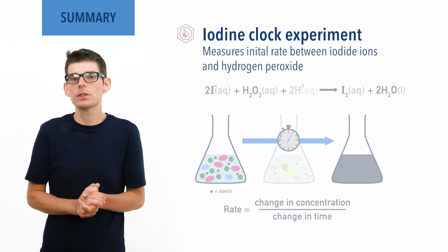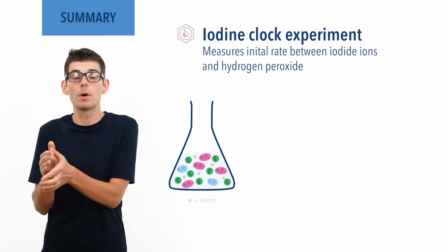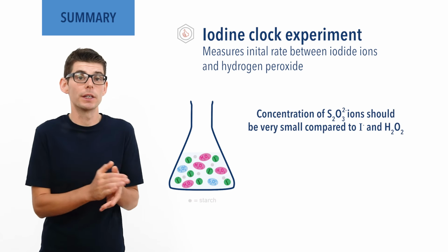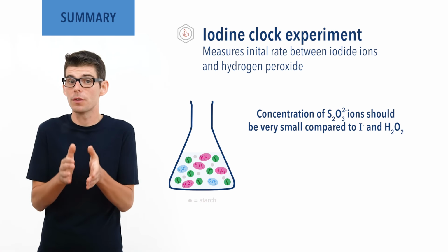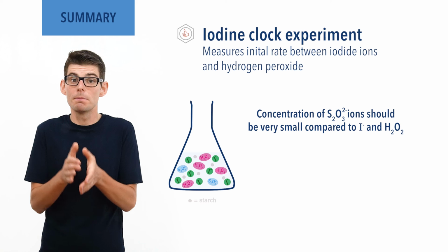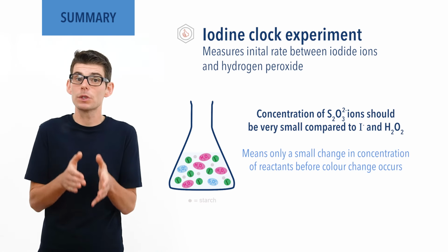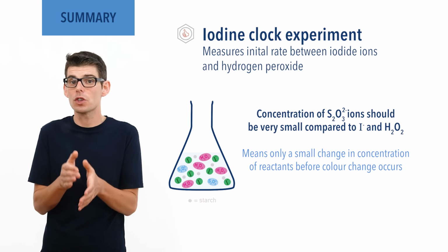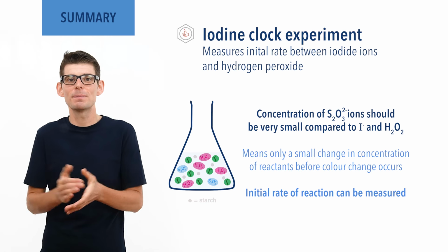The moles of thiosulfate ions at the start must be very small compared to the moles of hydrogen peroxide and iodide ions. This means any change in the concentration of hydrogen peroxide and iodide before the colour change occurs is very, very small, and as a result, the rate of reaction doesn't change very much, and it is still the initial rate of reaction that's being measured.